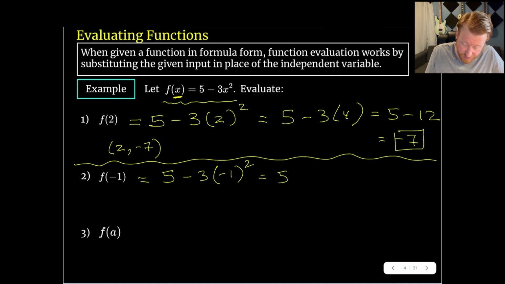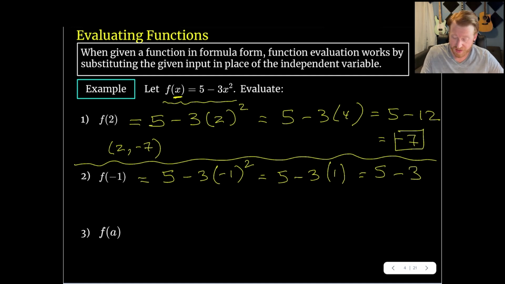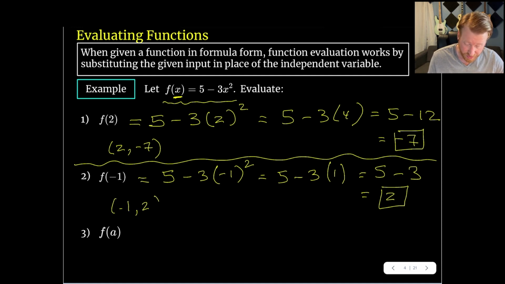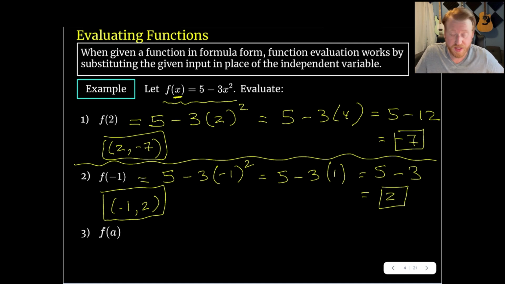So I've got 5 minus 3 times, now negative 1 squared is positive 1. So here we've got 5 minus 3, which, though maybe I'll even just write that out, 3 times 1 is just 3. So 5 minus 3 is 2. So here, if I wanted to write this as an ordered pair, the input value is negative 1. The output value is 2. Well, any of these here would be a correct answer in my book.